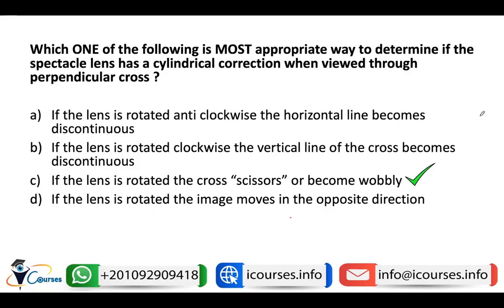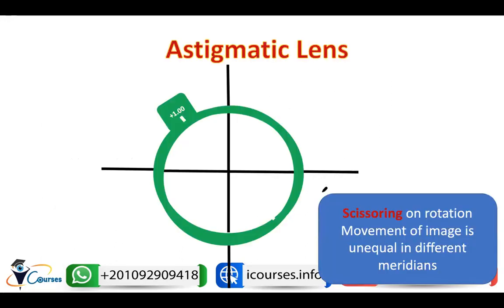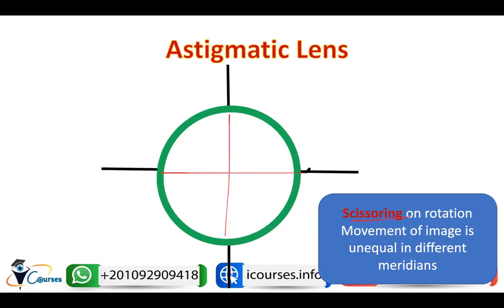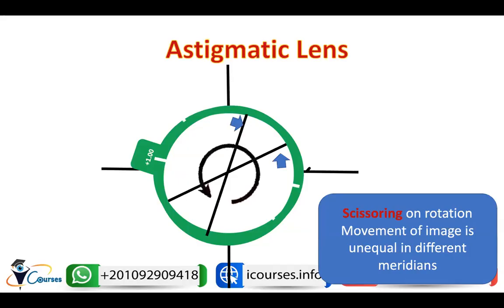Exactly, as you mentioned. We said during the lens verification that if a cylindrical lens is rotated, there will be a scissoring effect of the cross. So if we place this cylindrical lens over this cross, this will result in scissoring on rotation due to unequal movement of the vertical and the horizontal line. So this will result in distortion of the cross, as you can see.